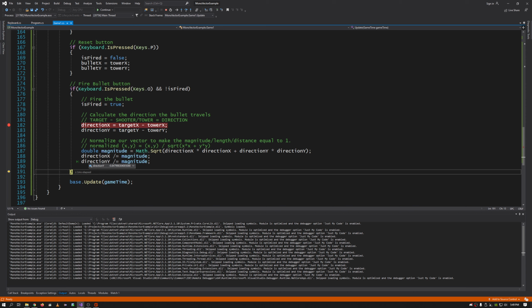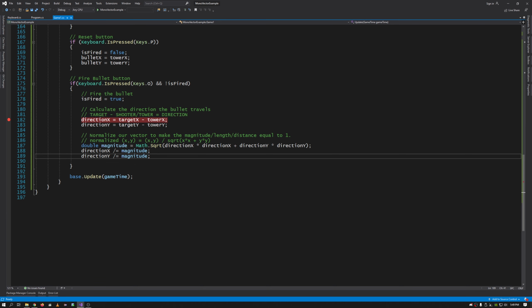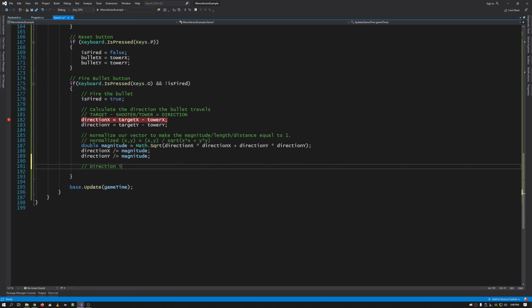So it sounds like it's kind of to the rightish and up. And that is correct. So now that is our direction. Direction is now normalized, so it has a magnitude of 1. So now, if we add this direction to our bullet, it's not going to travel very far because we don't have a real distance here.